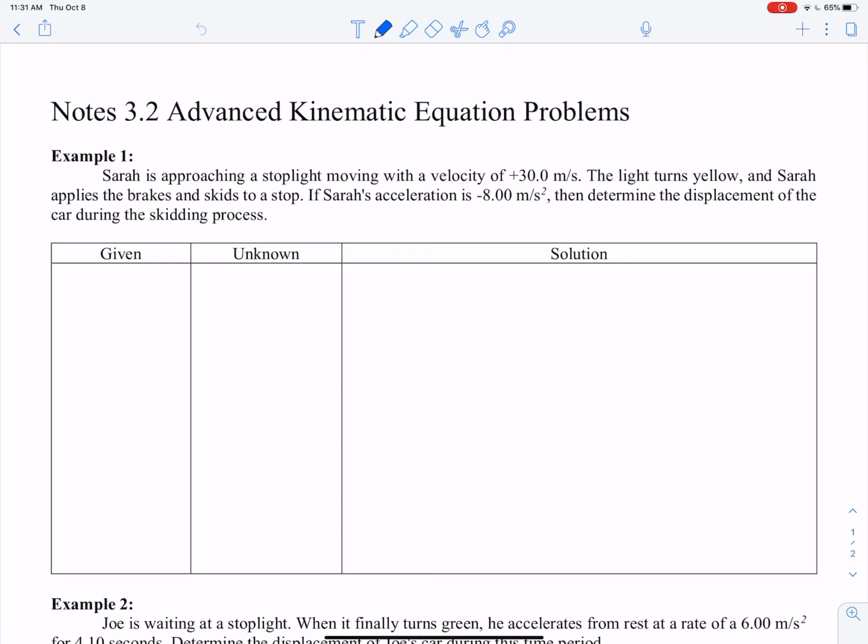Sarah is approaching a stoplight, moving with a velocity of 30 meters per second. The light turns yellow and Sarah applies the brakes and skids to a stop. If Sarah's acceleration is negative 8 meters per second squared, then determine the displacement of the car during the skidding process. So we're going to start over here with some givens.